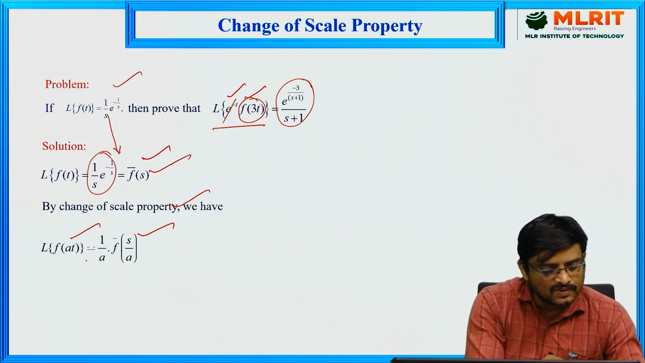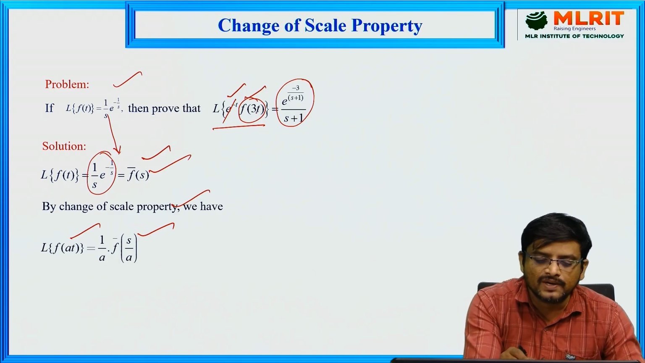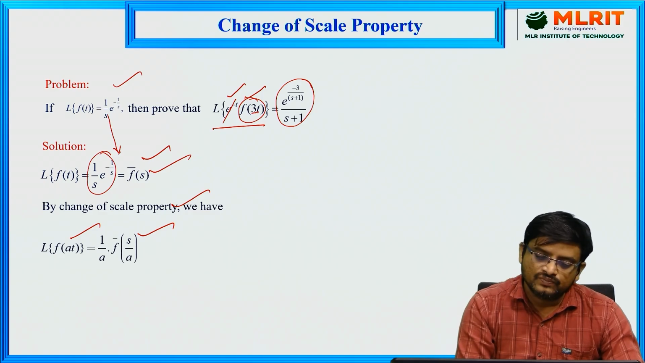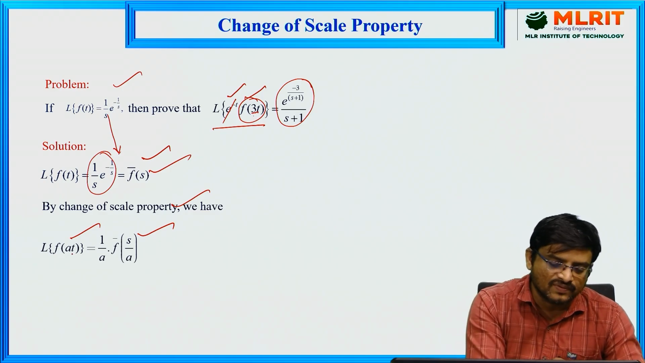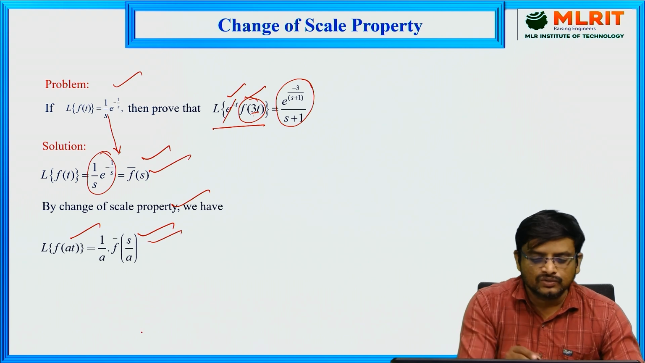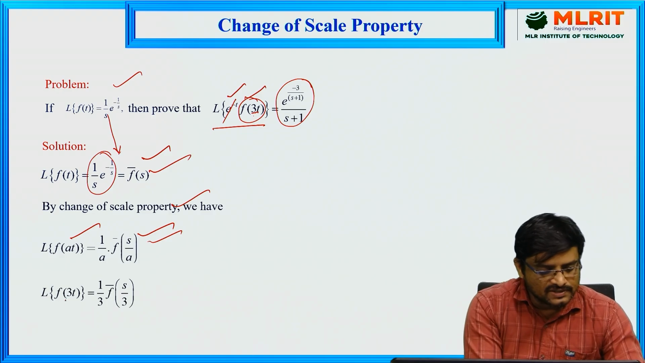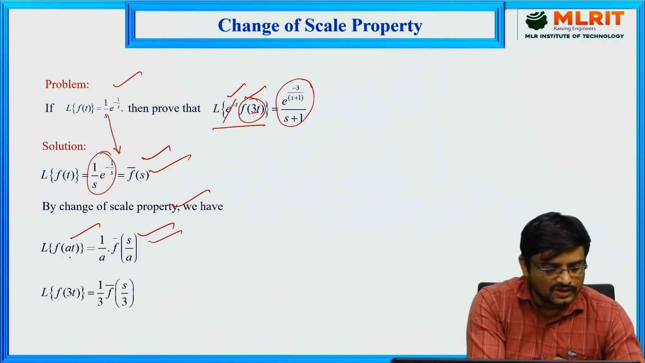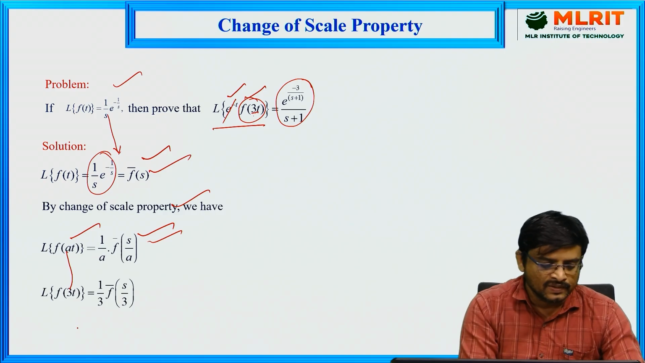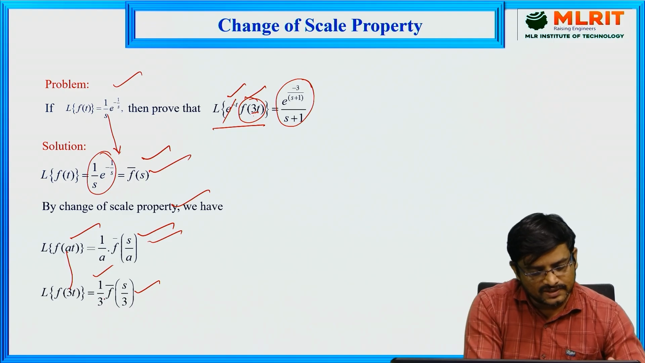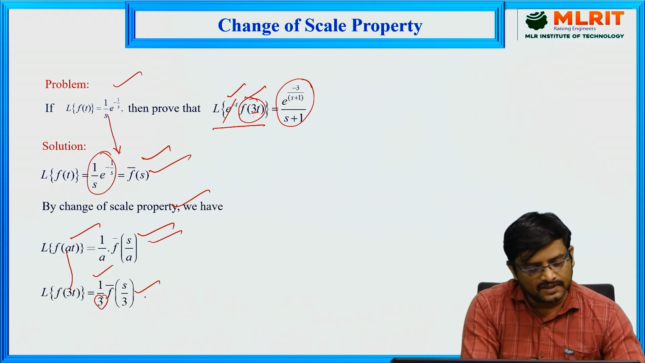Why am I using this formula? Because t is multiplied with some constant, so this is of the form f of at. So f of 3t is in the form of f of at, so I have chosen this formula to find the Laplace transform of f of 3t. Now compare this and get the value of a. In place of a, here we have 3. So in this standard formula replace a with 3, and you will get 1 by a into f bar of s by a. So 1 by a is replaced with 1 by 3, and we will get this.